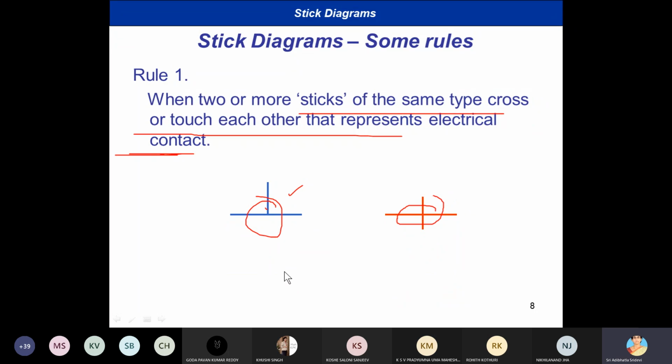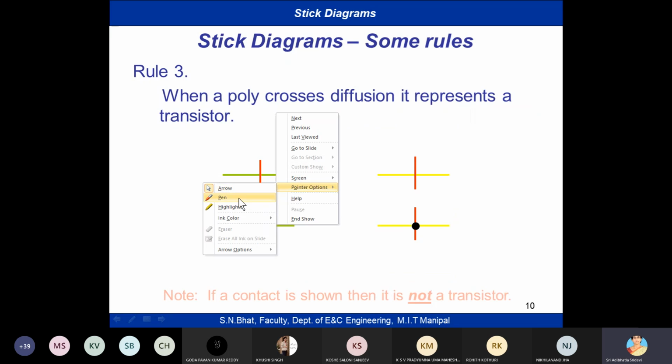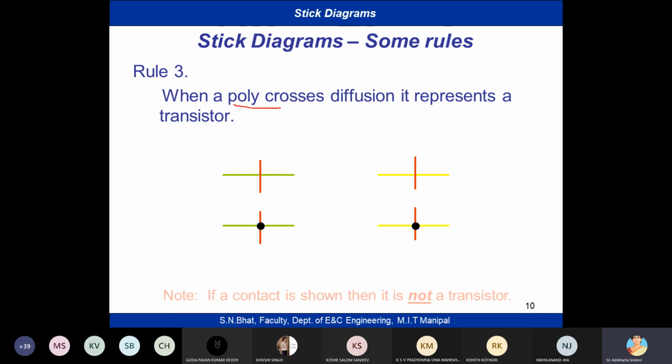Whereas here, both blue, if they just touch, it's a contact. Both polysilicon, if they touch, that is a contact. And the other most important thing is, whenever a poly crosses diffusion, polysilicon area crosses either P diffusion or N diffusion, it represents a transistor. Please remember this very well.